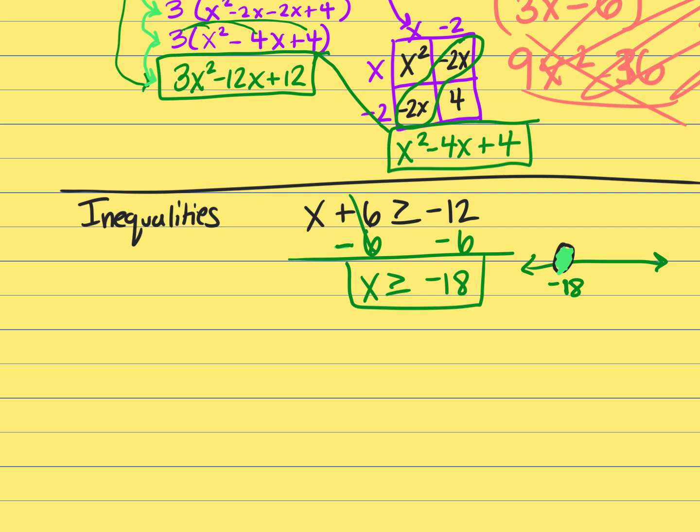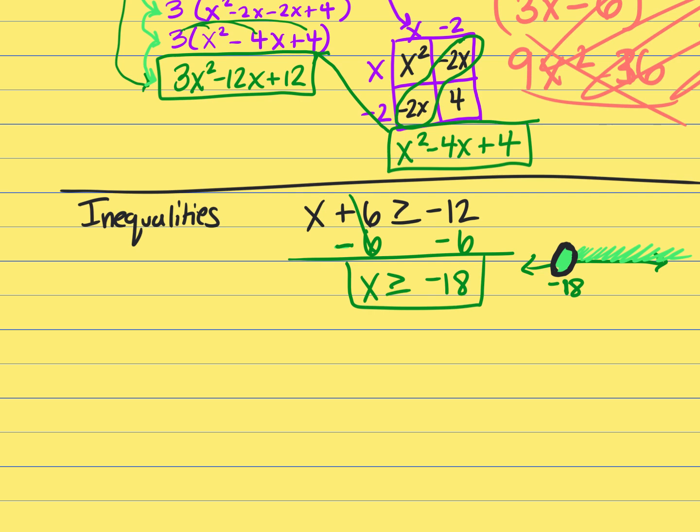And now I'm going to shade in the direction that makes the inequality true. So what numbers are greater than negative 18? Any number to the right. So I would shade to the right. If they ask you to graph, I don't think your test has anything like this, but it's still good to know.